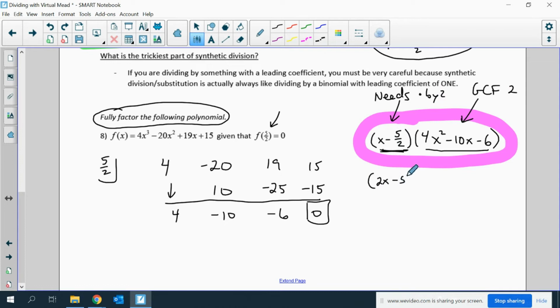So take this GCF, pull it out, and multiply this by what was missing. So now I have 2x minus 5, and I pull the GCF out of this, and it's 2x squared minus 5x minus 3. And can I factor that? Yeah. So I can factor this to 2x and x minus 3 plus 1, and I end up with this fully factored.